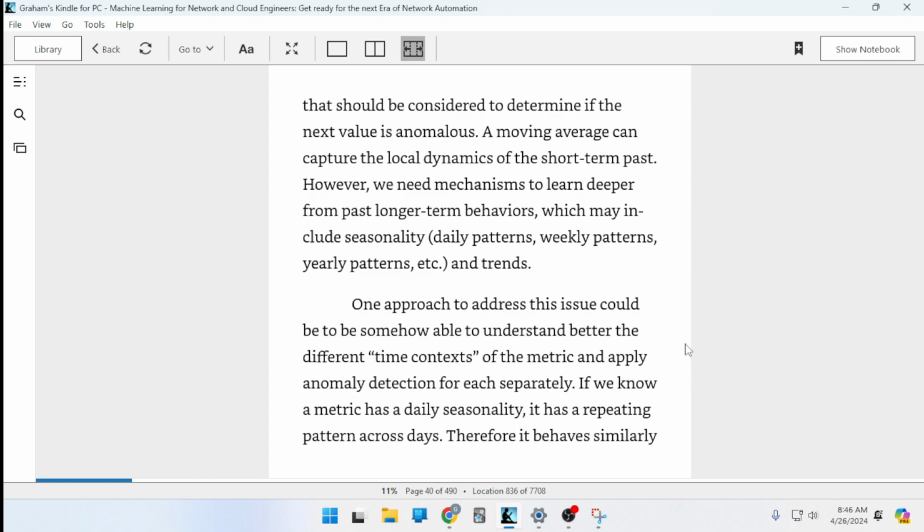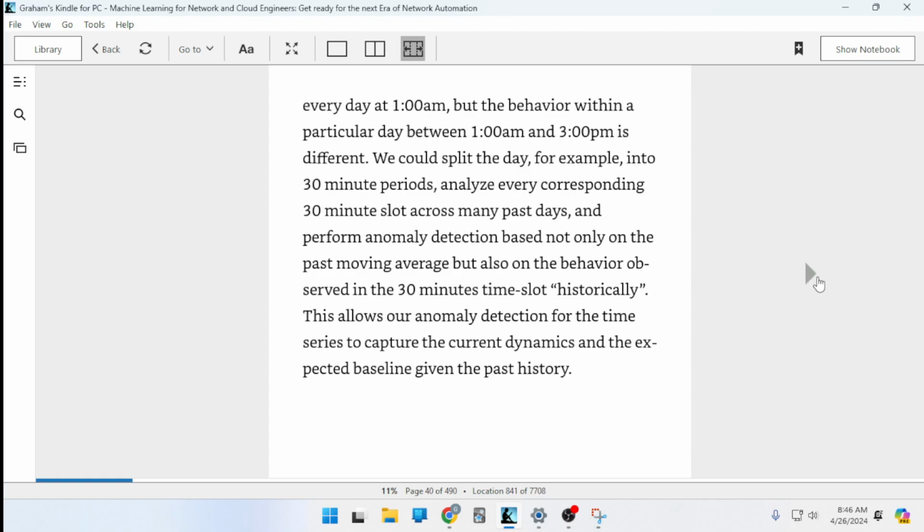One approach to address this could be to be able to understand the different time contexts of the metric and apply anomaly detection for each separately. If we know a metric has a daily seasonality, it has a repeating pattern across days. Therefore, it behaves similarly every day at 1 a.m., but the behavior within a particular day between 1 a.m. and 3 p.m. is different.